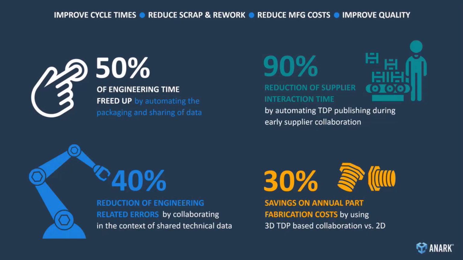What other ways can manufacturers succeed? Well, it really is all about improving cycle times, reducing scrap and rework, reducing manufacturing costs, improving product quality overall, with very tangible benefits across the organization. Those are the top line or bottom line implications, but these come to life because of the amount of engineering time that's freed up by automating the packaging and sharing of data. So you go from a human-powered digital thread to an automated and integrated content collaboration platform for manufacturers where the technical data exchange and the technical publishing is all handled automatically.